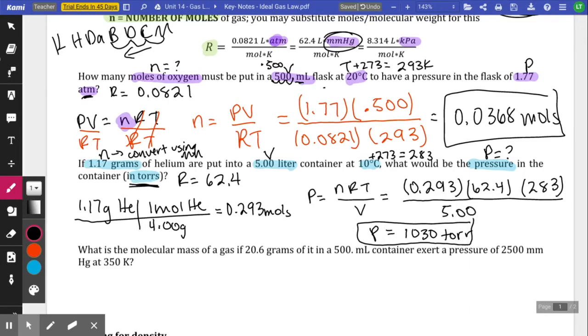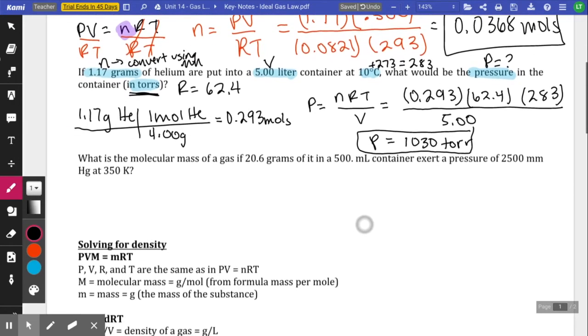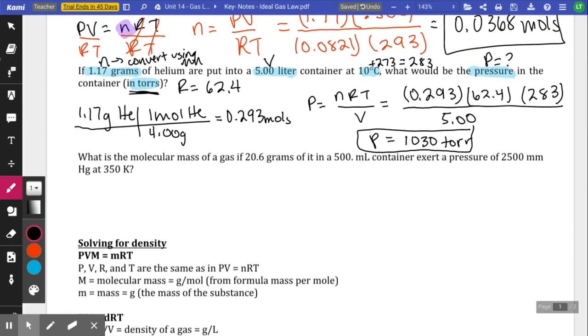All right. Last one for this version of the ideal gas law. And then we're actually going to talk about another version of the ideal gas law as well.